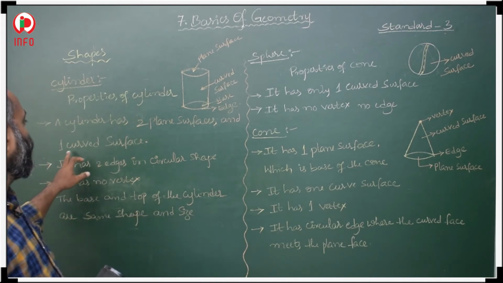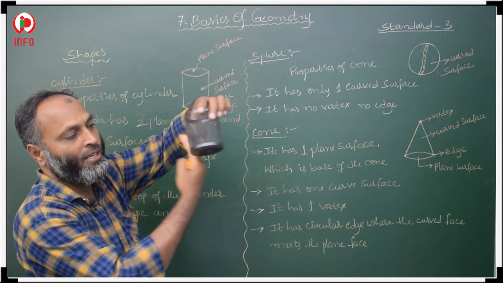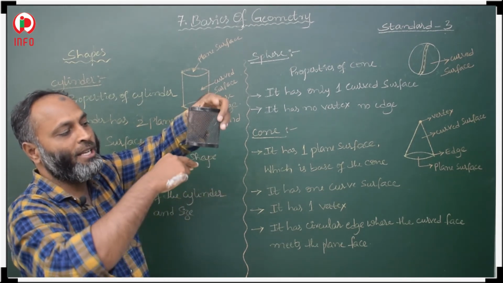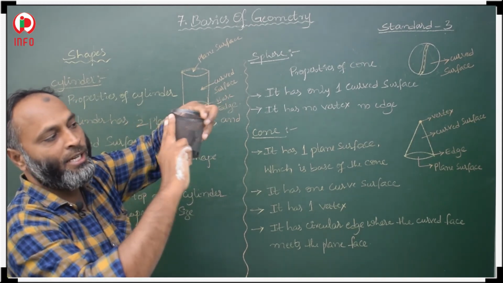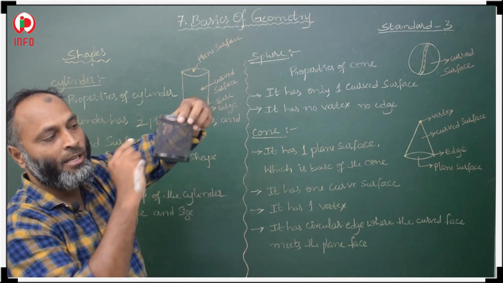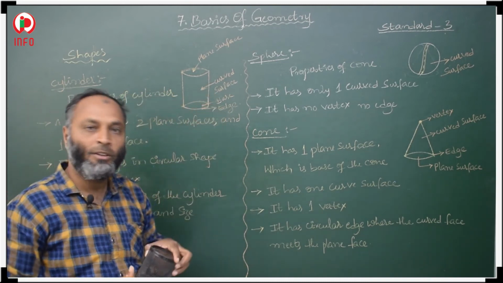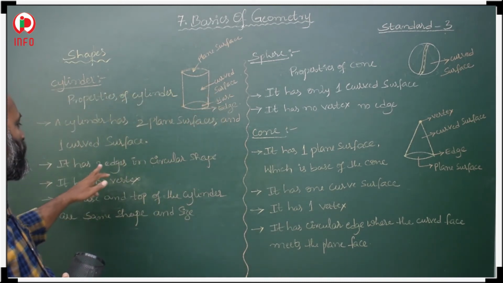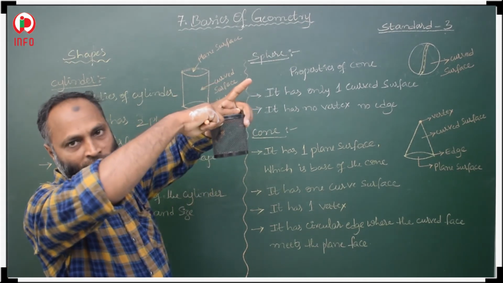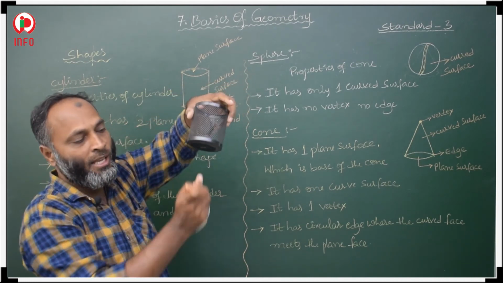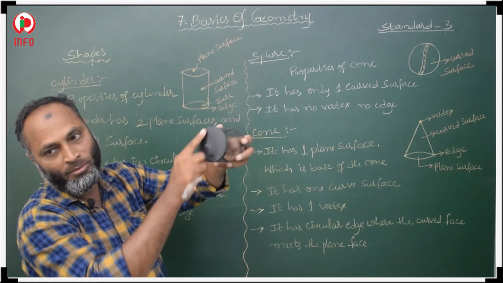Okay. Then, one curved surface. The surrounding is a curved surface, and the plane surfaces 1 and 2 are top and bottom. These two are plane surfaces and this surrounding is a curved surface. It means one curved surface and two plane surfaces. Then after that, it has two edges in circular shape. This is one edge and top is another edge. These edges are in circular shape.